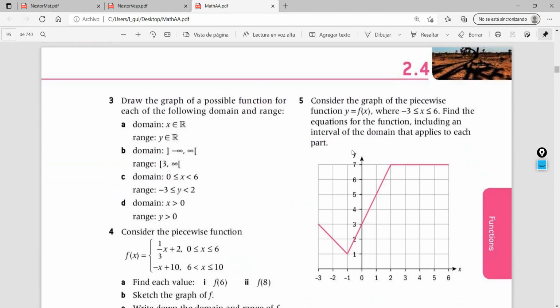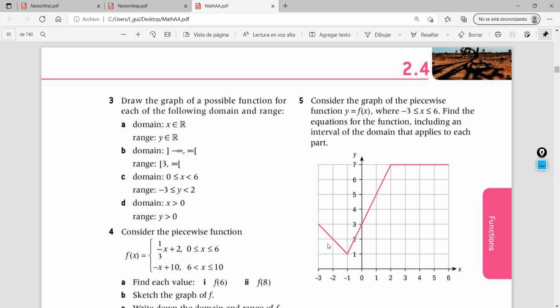Yes. And number 5, consider the graph of the piecewise function y equals f of x, where x goes from -3 to 6. So this is the domain, from -3 to 6. Find the equations for the function, including an interval of the domain that applies to each part. Okay, basically, guys, you have to find the equation of each of these straight lines, and you know how to do this.